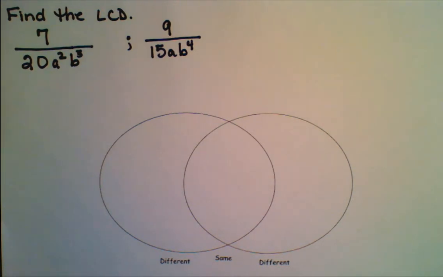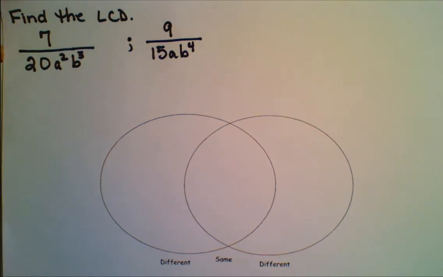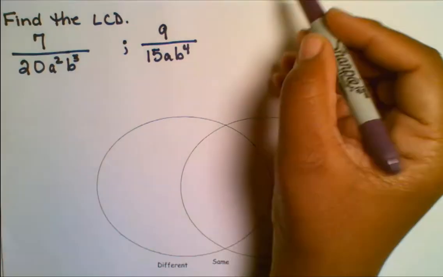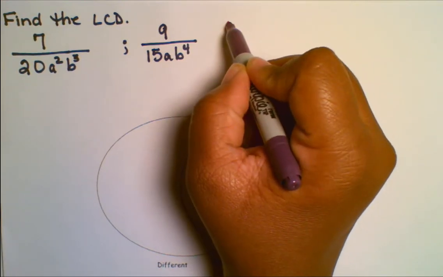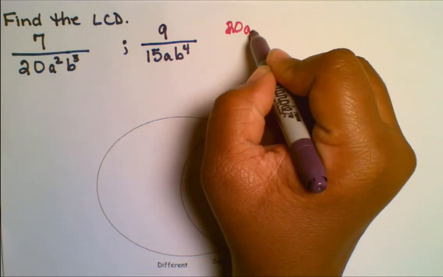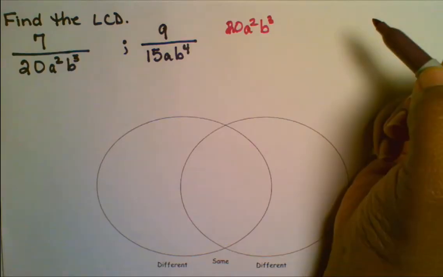We have 20a squared b to the third power, and then we also have 15ab to the fourth. We want to find the LCD for those expressions. So what I want us to do is list the prime factors for 20a squared b cubed and list the prime factors for 15ab to the fourth. We've been working with prime factors, and we know how to use the prime factorization tree. But let's look at 20a squared b cubed.